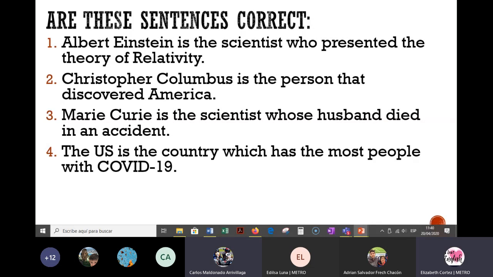The noun describing the subject? Country. The country. The country is the noun because it's telling me what the US is. The US is the country. And the DRC? Which has the most people with the COVID-19. Very good. And this DRC is for? Of places. Which is the relative pronoun for places? Where. But this one says which.